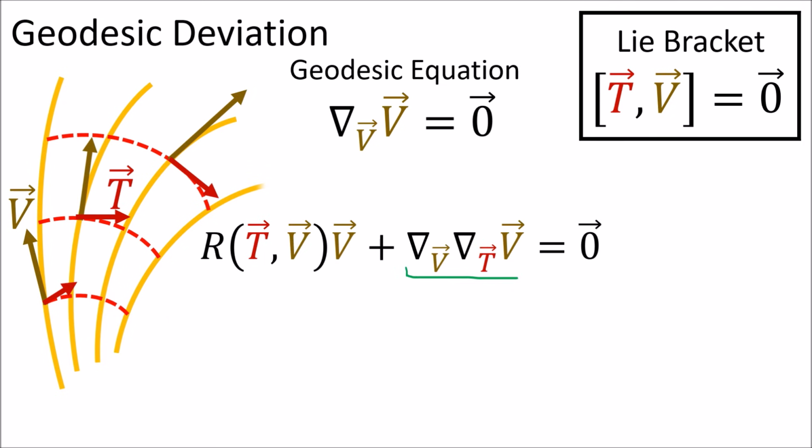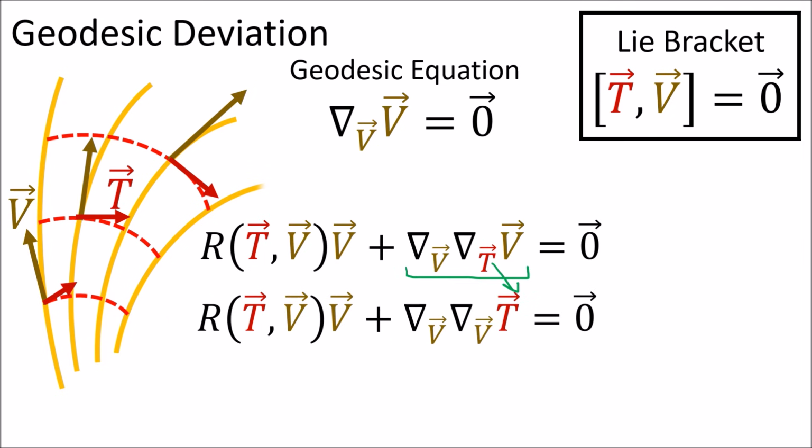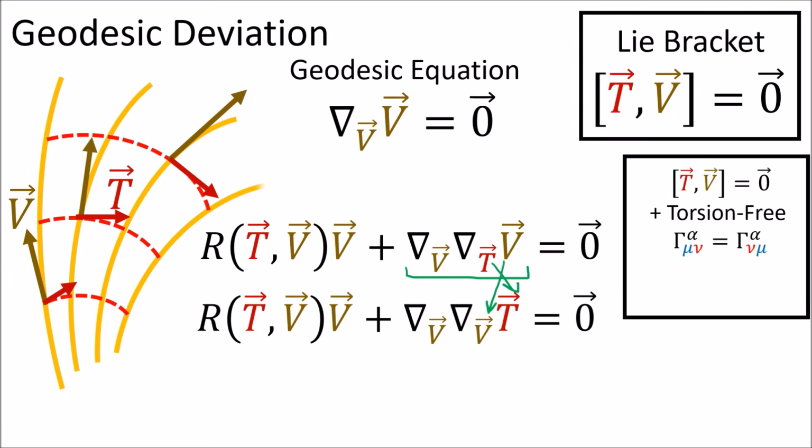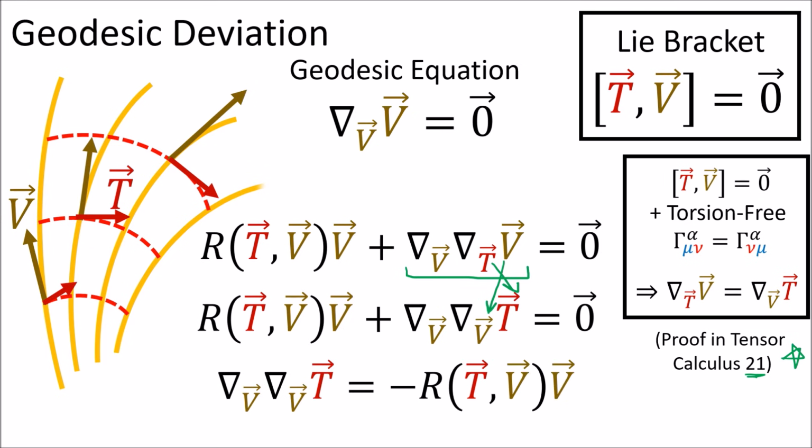Also, in this term, we can actually swap the order of v and t. This is because of the 0 Lie bracket, and also because of the torsion-free property of the connection. I explain the complete reasons for why we can do this swap in my tensor calculus video number 21. So we end up with 2 covariant derivatives of the separation vector t is equal to the negative of this Riemann tensor term.